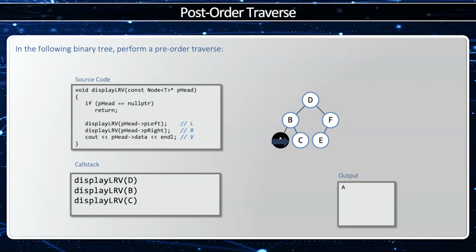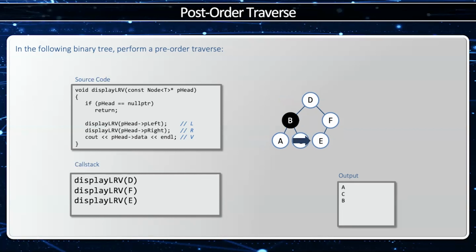C will try to go left, can't. Try to go right, can't. Visit itself. Now C is done. It'll go back up to B. B has gone left, and has gone right, but now it'll visit itself, which will display it, and now it's finished. Now D has gone left, but now it needs to go right.